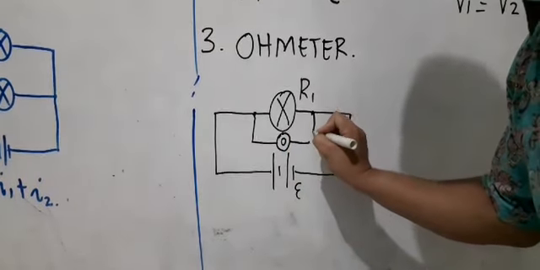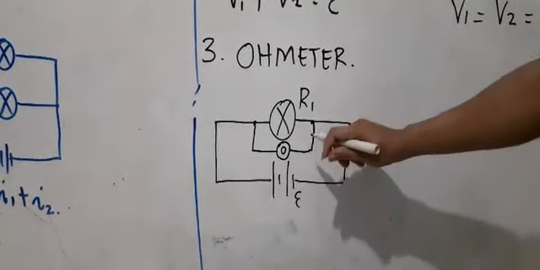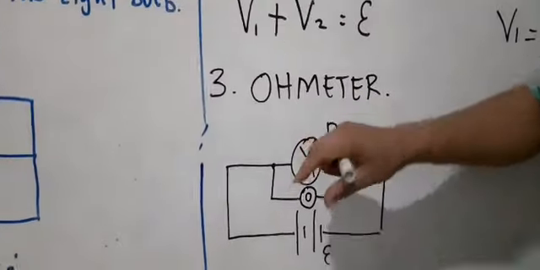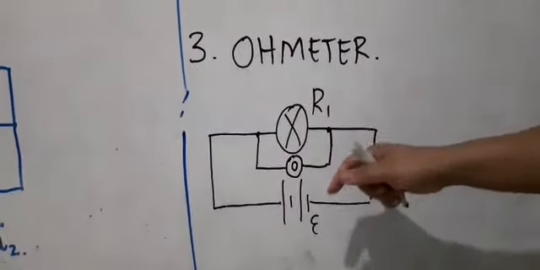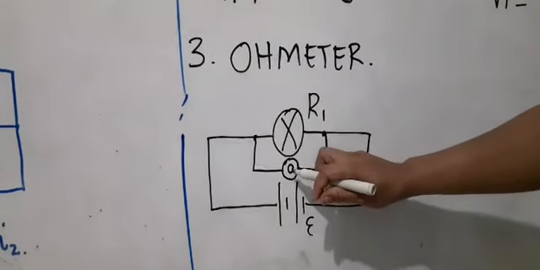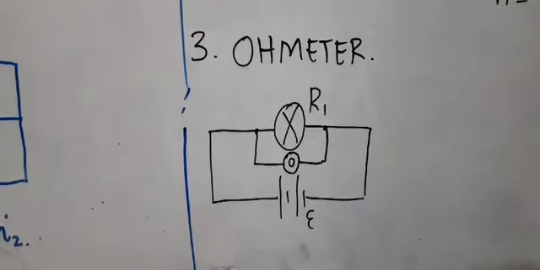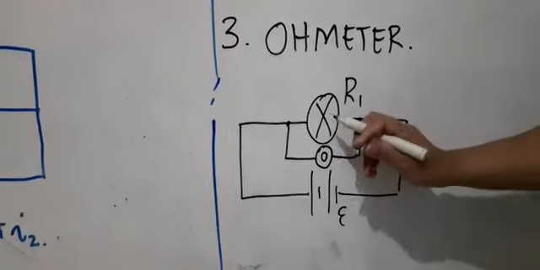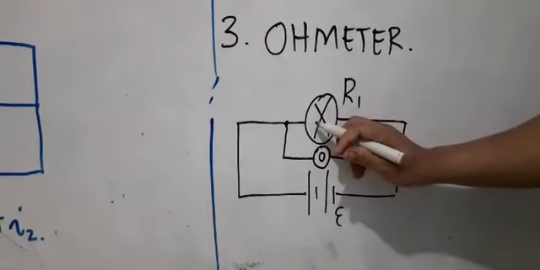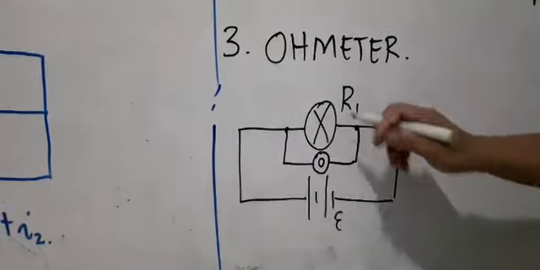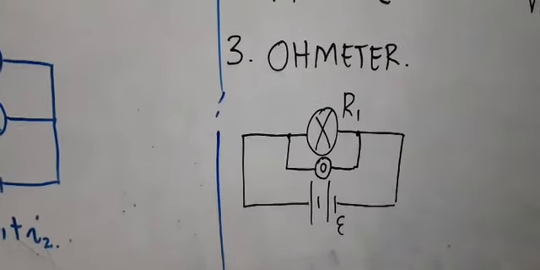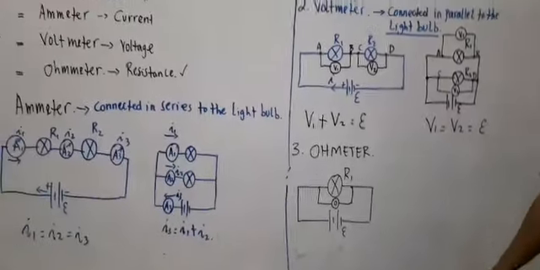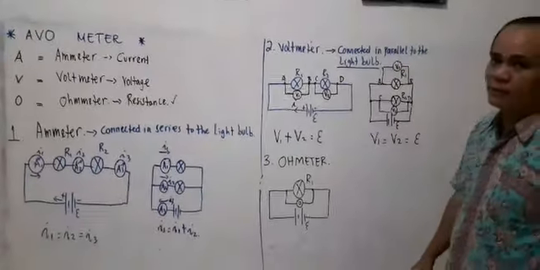Then this will work. The ohmmeter will show you the resistance when you switch the selector switch of the ohmmeter to the ohms part, and then the needle will move because of the resistance inside the light bulb. I think this explanation will help us understand the AVO meter.